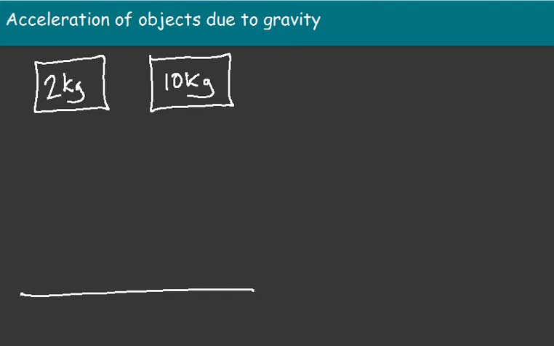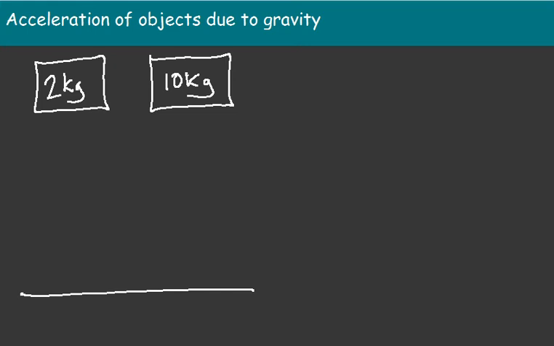Let's look at some of the slightly counterintuitive. Let's say we have two boxes, one of which is 2 kilograms, one of which is 10 kilograms, and they're both dropped from the same height. If you ask someone which one do you think will hit the ground first, most people are going to say the 10 kilogram box. But in fact, both of those objects will fall at the same rate and will hit the ground at the same rate.